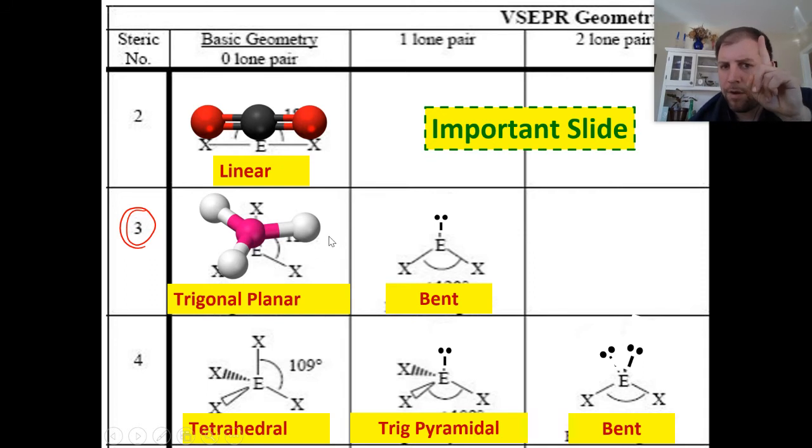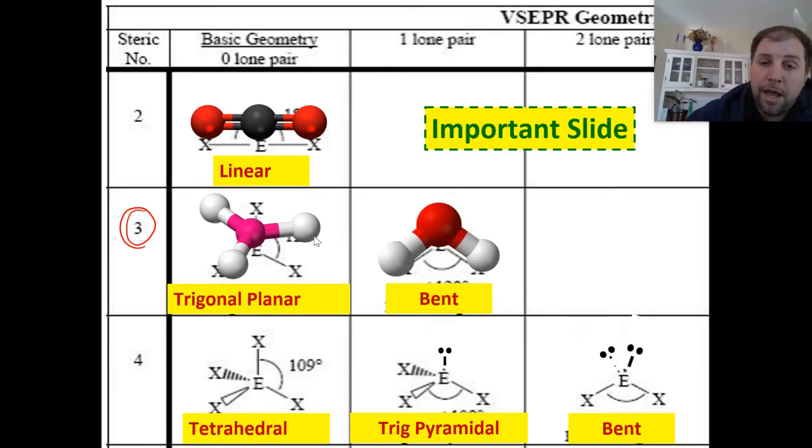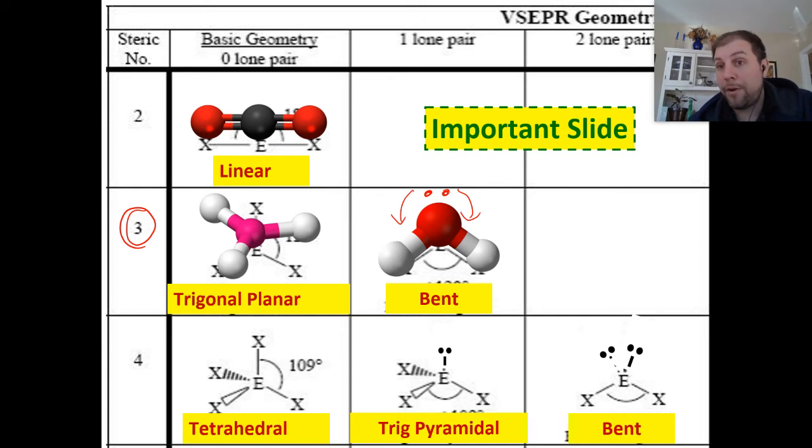But if one of those items is a lone pair that you can't see, then it will appear bent. Again, it appears bent because you've got a lone pair of electrons here that you can't see, but they are exerting a repulsive force onto those other bonds.